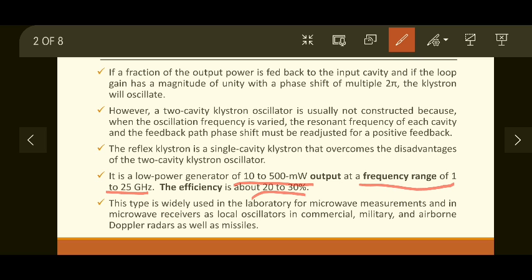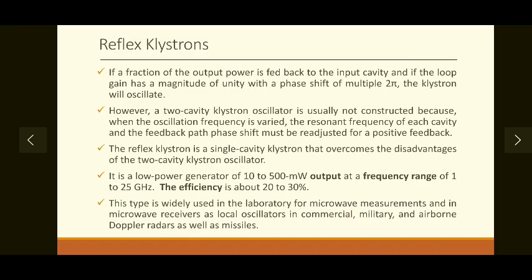Where is this used? It is widely used primarily in microwave measurements, where you have to measure microwave powers or different parameters of a microwave communication circuit. Also these are used in microwave receivers as a local oscillator, because every time a receiver requires a local oscillator to regenerate the transmitted frequency appropriately, in commercial or military or Doppler radars as well as missiles. In these areas, wherever microwave receivers are used, reflex klystrons are used as a local oscillator. So this is the introduction to the reflex klystron.